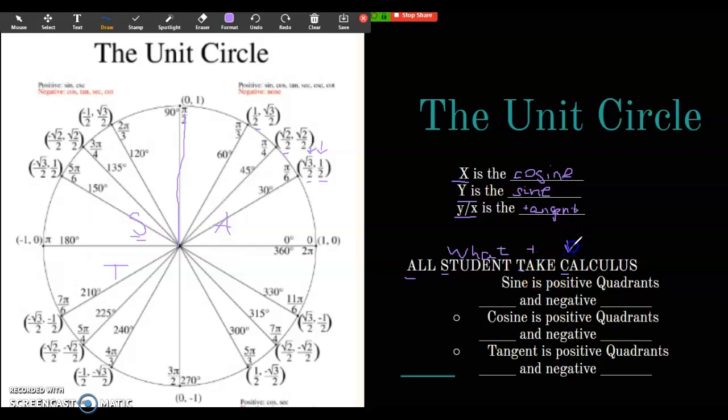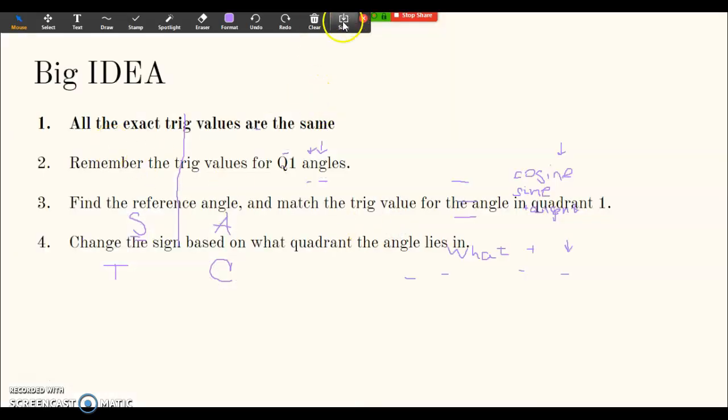And in quadrant 4, calculus meant only the cosine was positive. In quadrant 4, we are on the positive side of the x-axis, which makes sense that cosine would be positive because cosine is x. So we know what's positive when, and we know that x is the cosine, y is the sine, and y divided by x is the tangent. We use that to find exact trig values. So, let's do just that. I got a warm up for you.